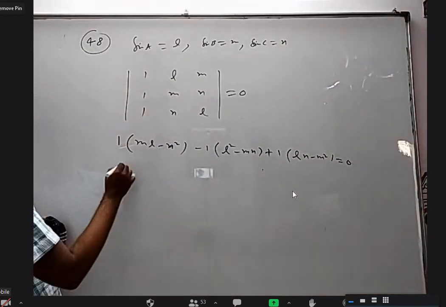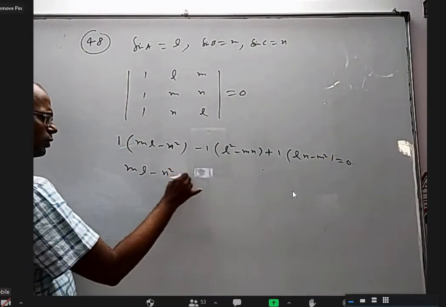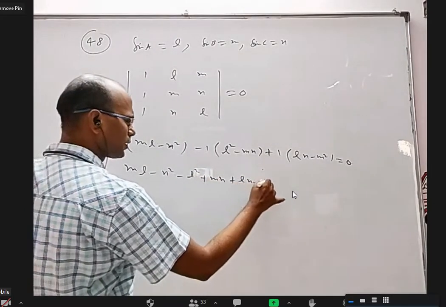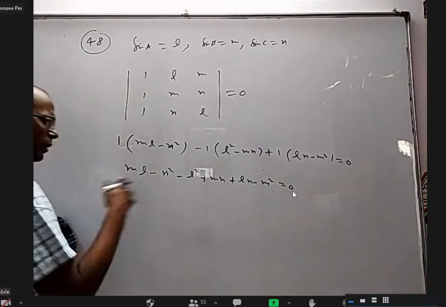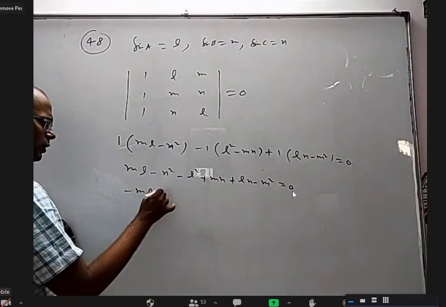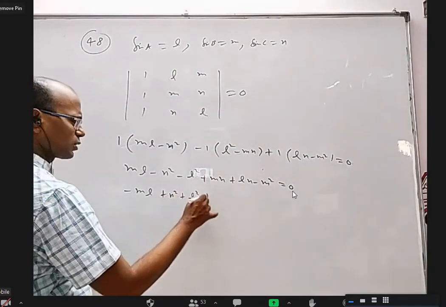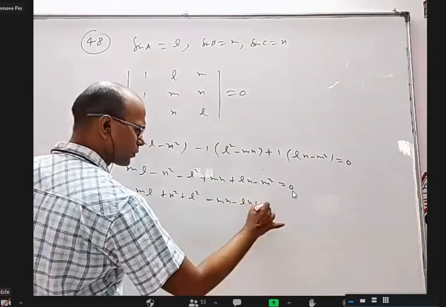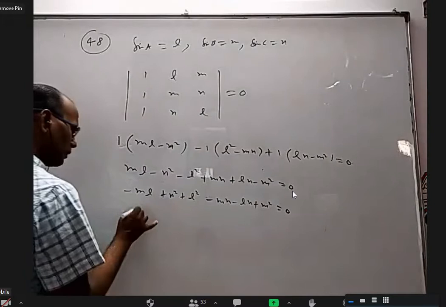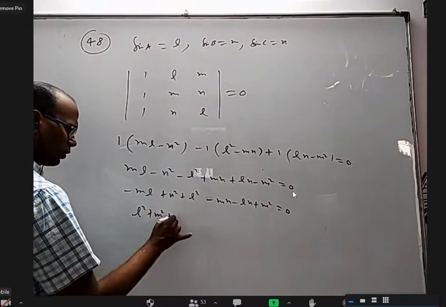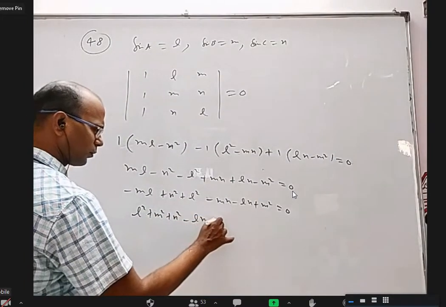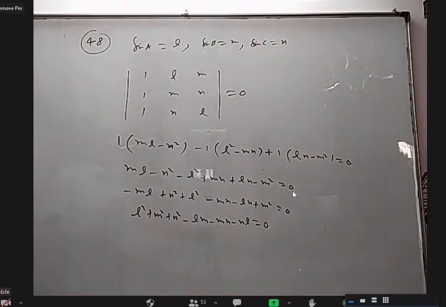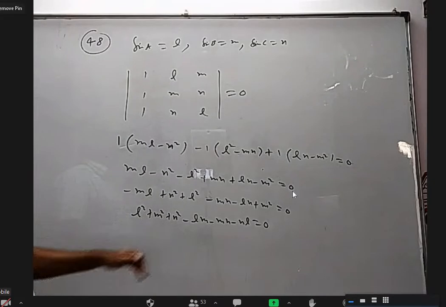When I expand this, ML minus N square minus L square plus MN plus LN minus M square equal to 0. If I multiply by minus, ML plus N square plus L square minus MN minus LN plus M square equal to 0. It is basically L square plus M square plus N square minus LM minus MN minus NL equal to 0. Okay, this is just direct expansion we've done in the class.